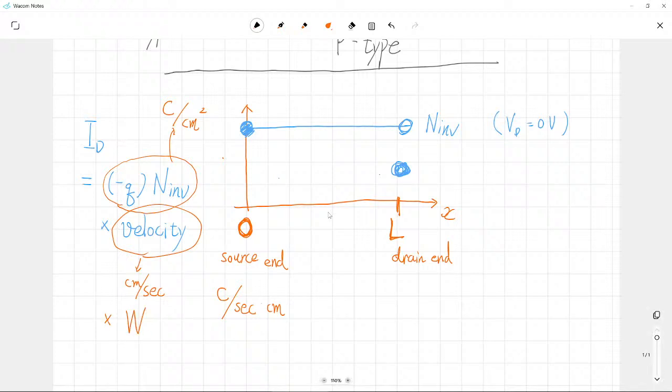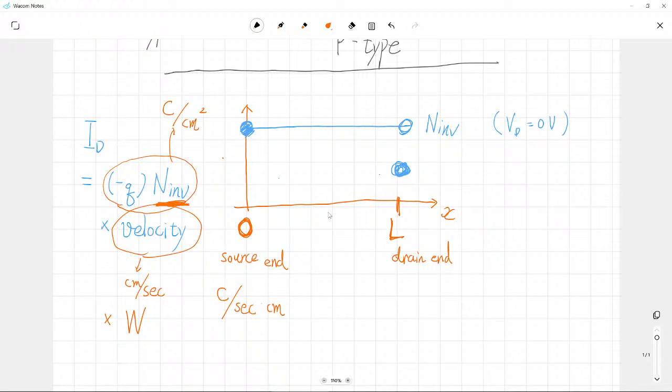Multiplied the W of your channel. Okay, so are you with me? So then what will happen? In this case, if there is no dependence on the drain bias, so if our inversion charge is not a function of drain bias, then what will happen? Of course, there is no such a thing.